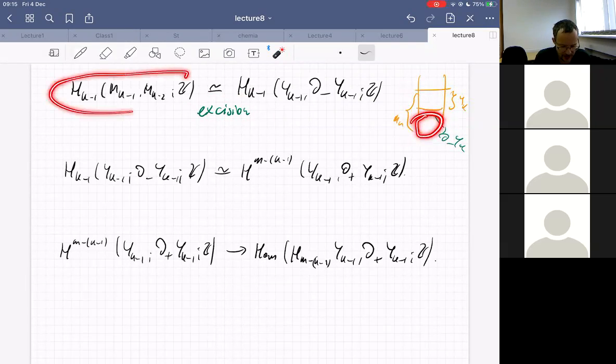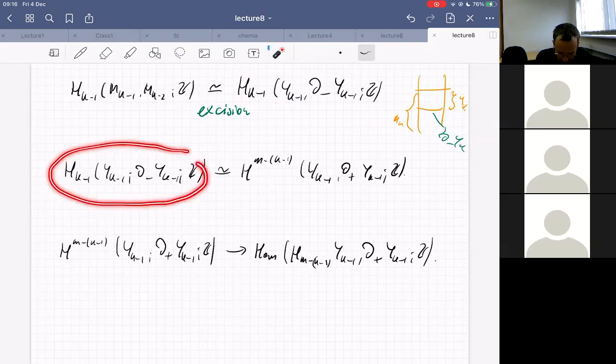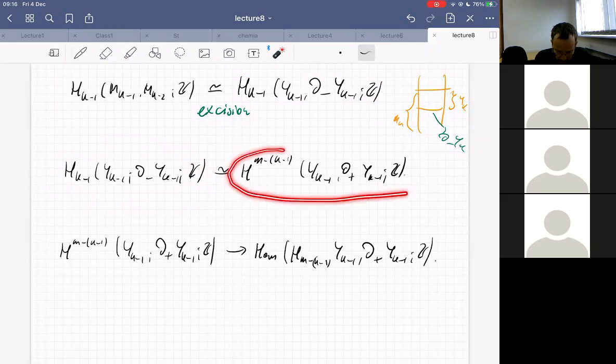Why do we use the big space? Well, the big space will be used in the last and the most painful step, and painful from the point of view of algebraic topology, not from the point of view of the details of the argument. All right, so this is the excision. And now you see we have a manifold with boundary, and we have an isomorphism of hk minus 1 to this part.